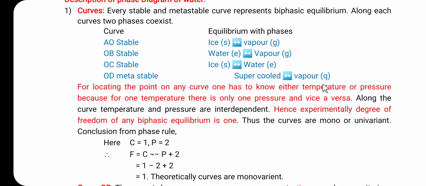So when we consider the curves, for locating a point on any curve, one has to know either the temperature or the pressure. So if we have to locate a point on the curve, we have to specify either the temperature or the pressure, because for one temperature there is only one pressure, or for one pressure there is only one temperature. So along the curve, temperature and pressure are interdependent, hence experimentally the degree of freedom of any biphasic equilibria is 1.